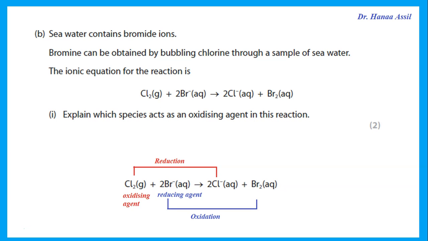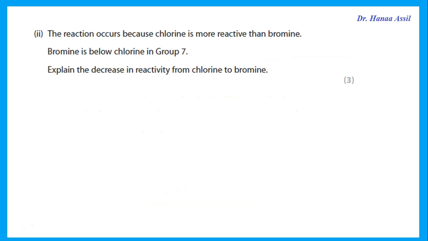Now what about the Br minus? It is changing to Br2. That means it's losing electrons. Loss of electrons is oxidation, and the substance that is oxidized is the reducing agent. Please remember. So here we're asking for the oxidizing agent. The oxidizing agent is chlorine, since it gained electrons and it became reduced.